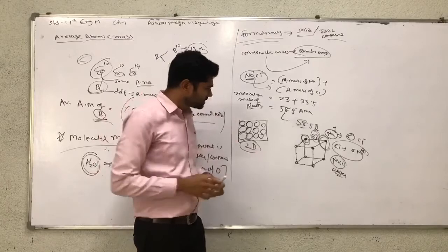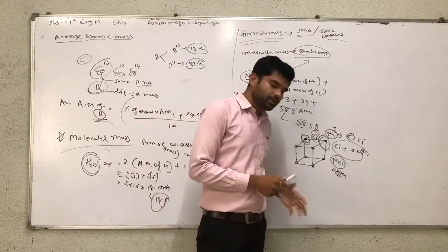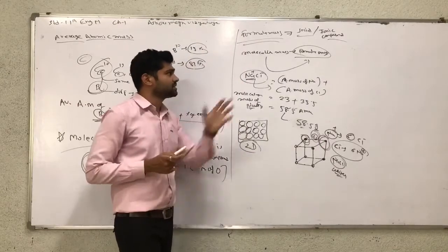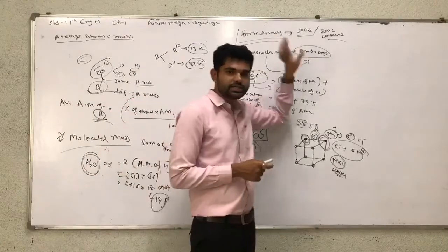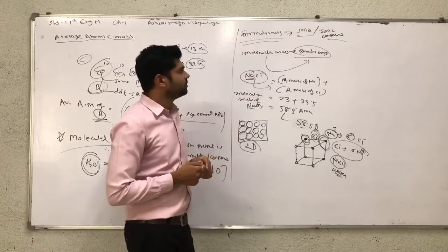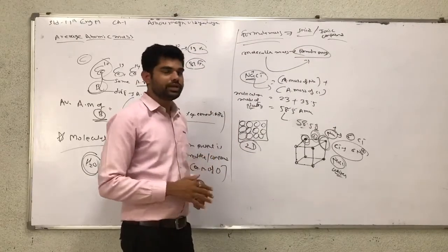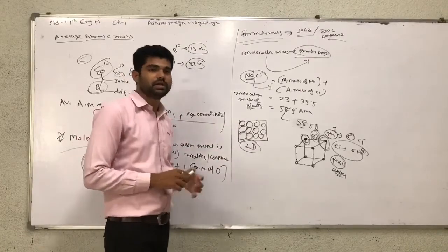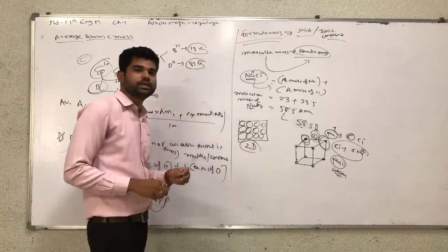So this type of arrangement is known as lattice arrangement. Formula mass is applicable to ionic compounds, for example, and to the solid state. Molecular mass is also known as formula mass for compounds like ionic compounds and solid compounds.